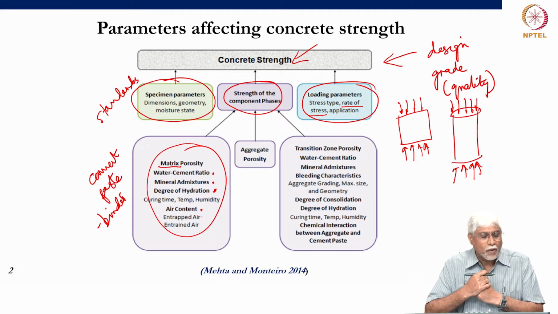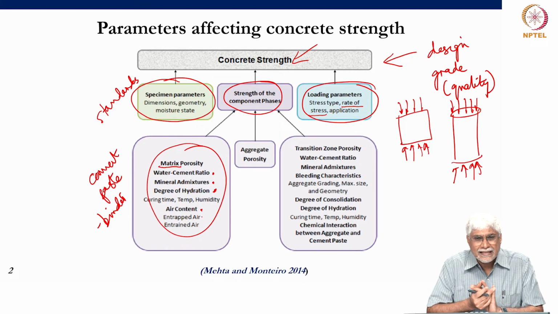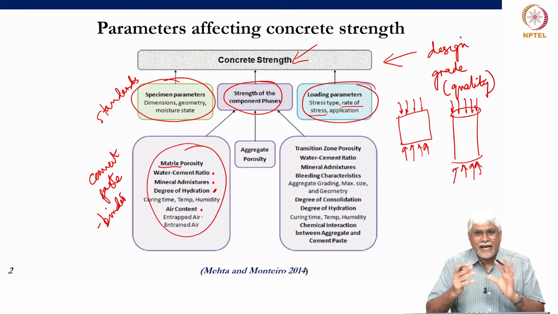So these are common to all concretes, not only concrete with recycled aggregates. For all concretes we have to understand that the matrix governs significantly the failure and the strength of concrete, especially since the aggregates are quite strong. If we compare the strength of the mortar and the aggregates, the aggregates are always stronger.